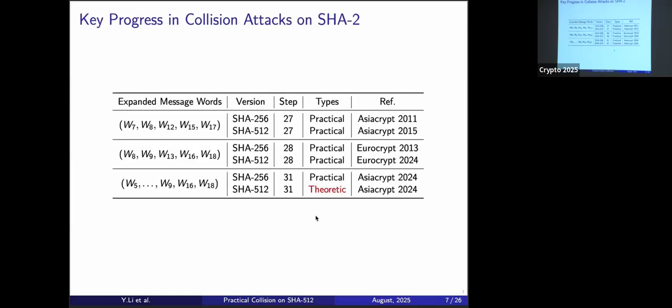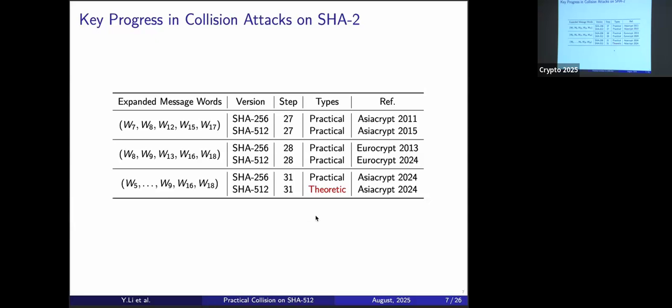In recent years, a series of semi-free-start collision attack studies against SHA-2 has been conducted, especially by selecting message words W7, W8, W12, W15, W17. Researchers have achieved a practical 29-step attack on both SHA-256 and SHA-512 by selecting message words W9, W13, W16, W18.